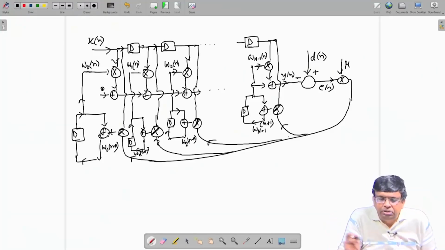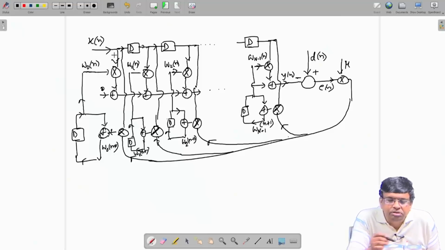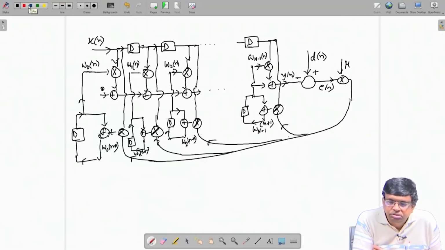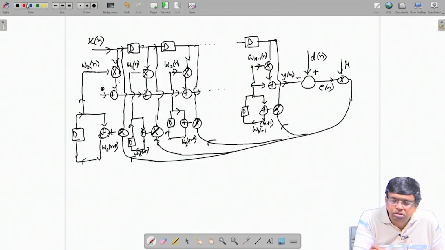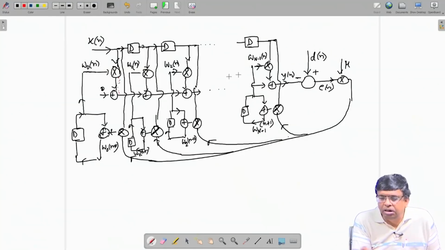What is the critical path? Critical path will be, you see, you start from here, this multiplier, this multiplier, the multipliers are in parallel. So, take one like FIR filter, multiplier is parallel. So, take one of them and go on following the adder line.